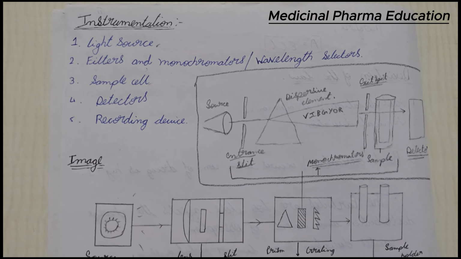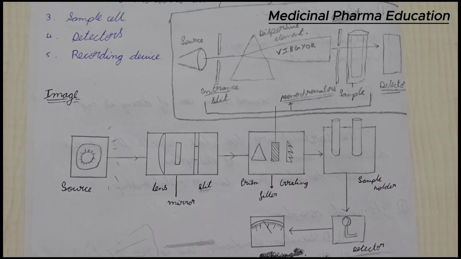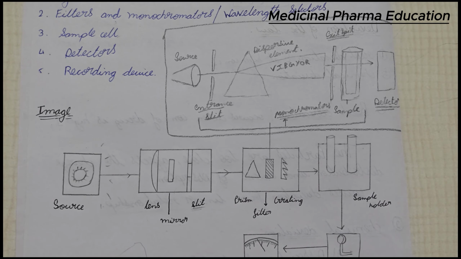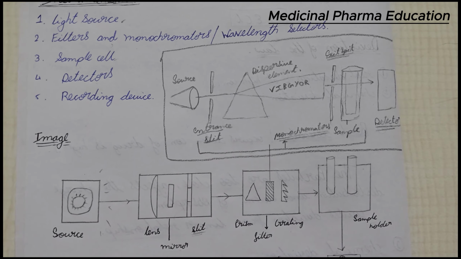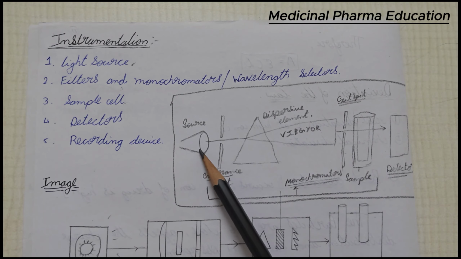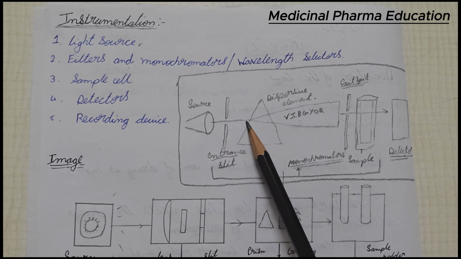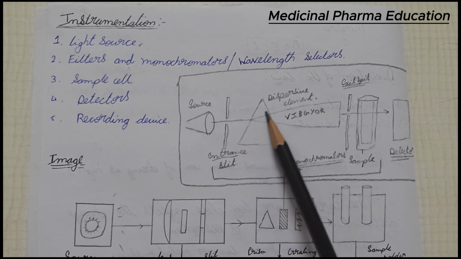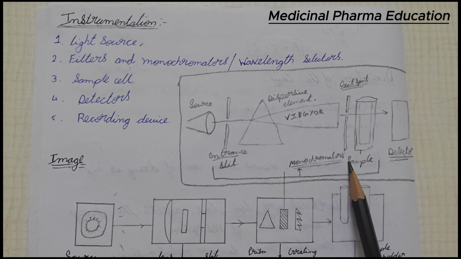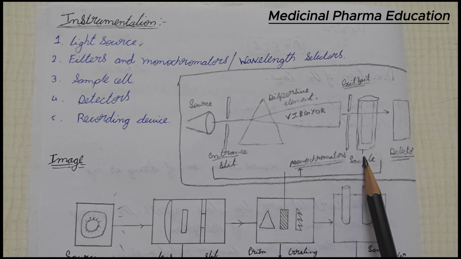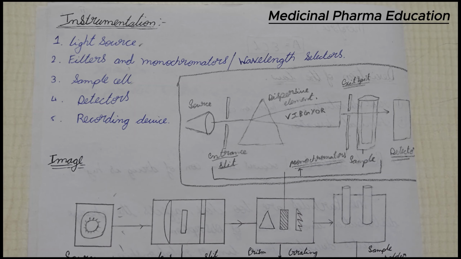There are mainly two diagrams. I have given you two diagrams. You can draw any of these two diagrams. Both are correct. I prefer this diagram. It is very simple, and you can easily draw it. Firstly, the light source, entrance slit, polychromatic light passes through the prism, dispersion of the white light into VIBGYOR, then exit slit, the monochromatic light passes through the sample, then the detector. This is the simple diagram of UV-visible spectroscopy.